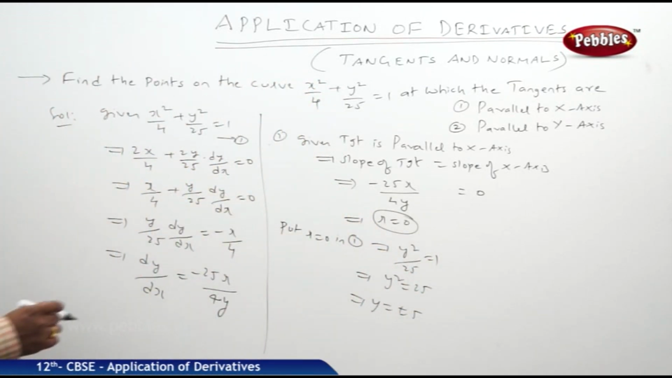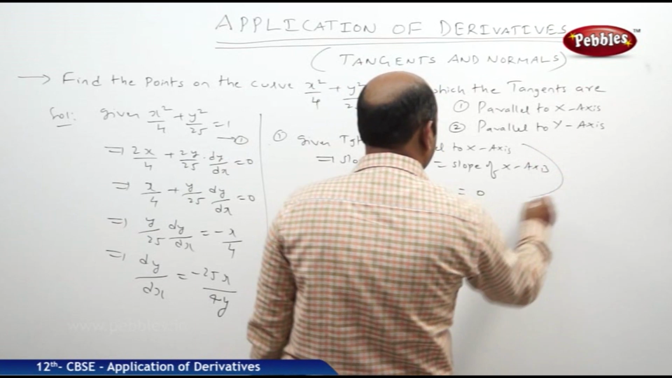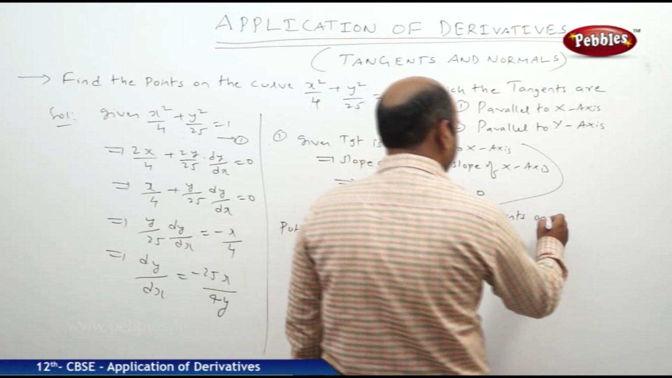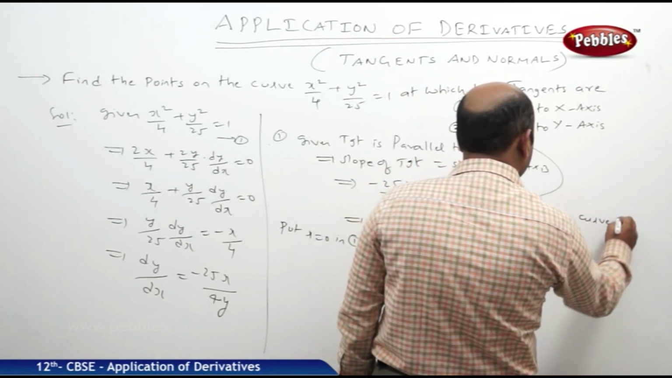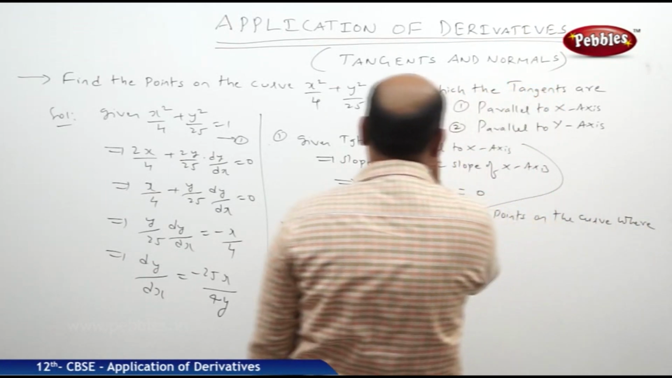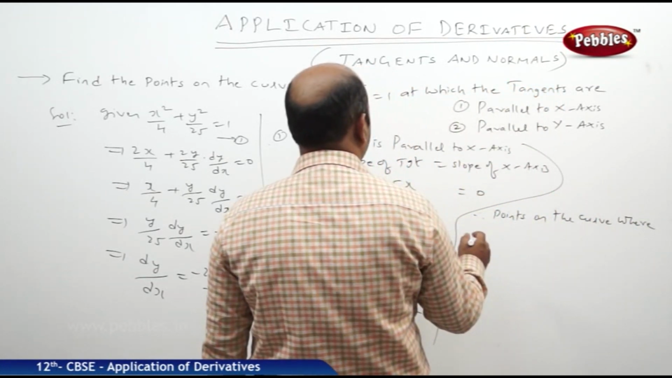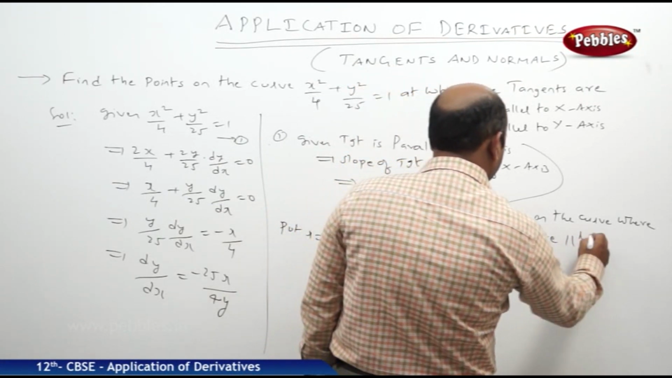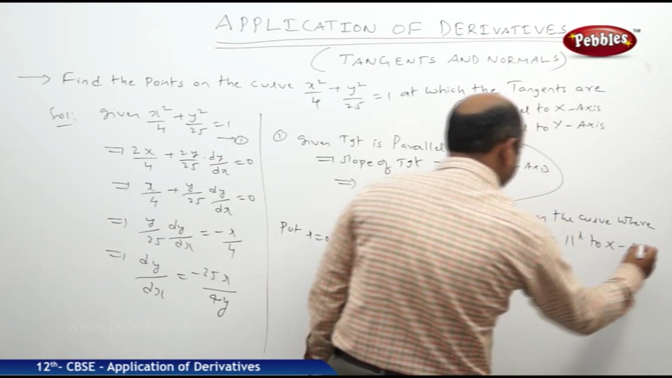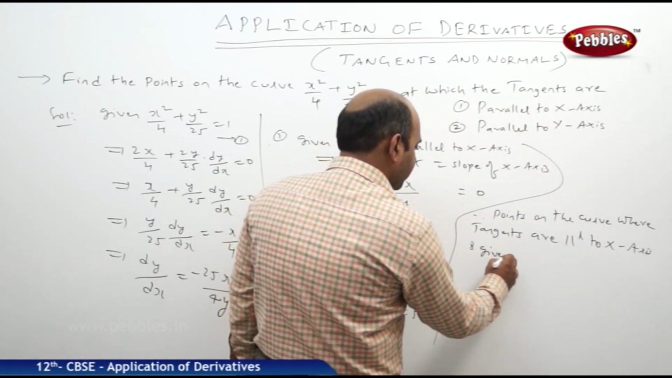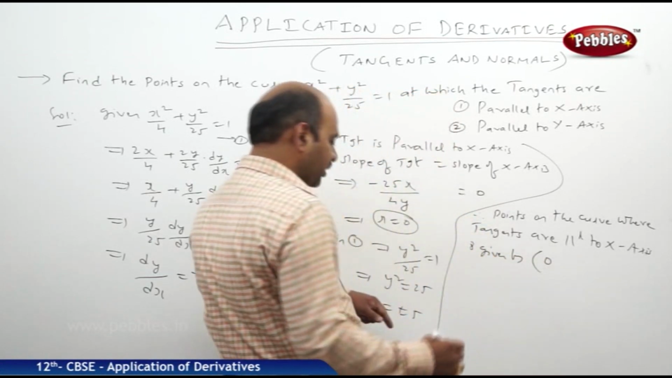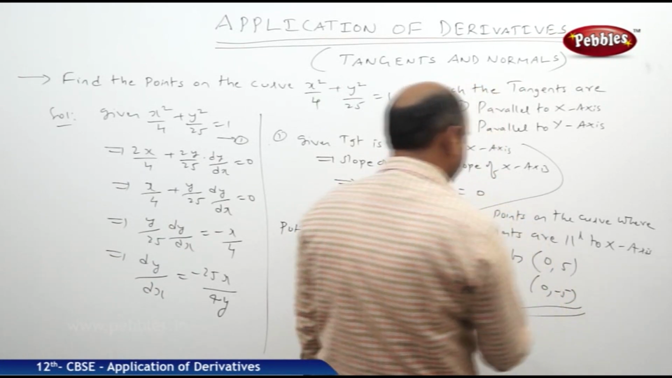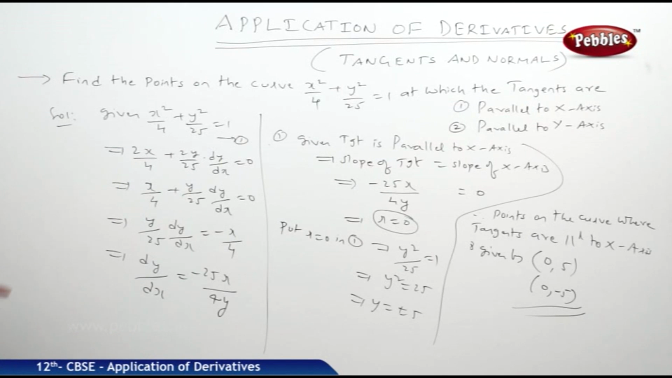Therefore, the final conclusion: points on the curve where the tangents are parallel to x axis is given by plus or minus 5. So one point will be 0, 5 and another point will be 0, minus 5. I think you are clear with this.